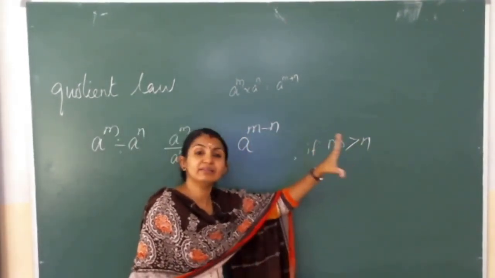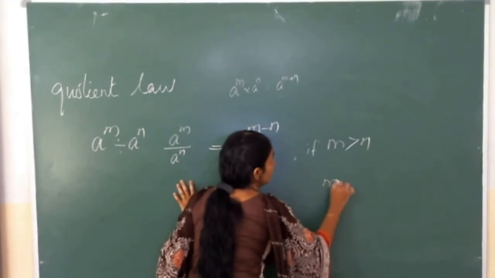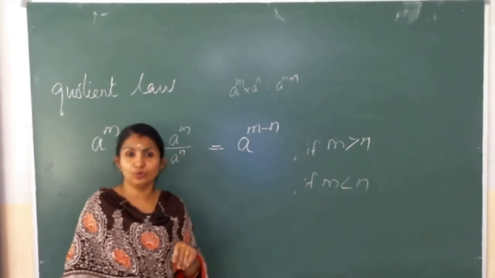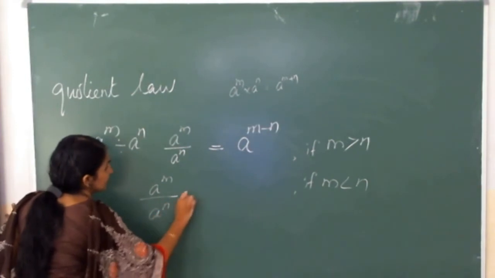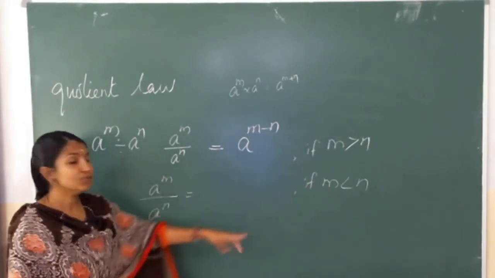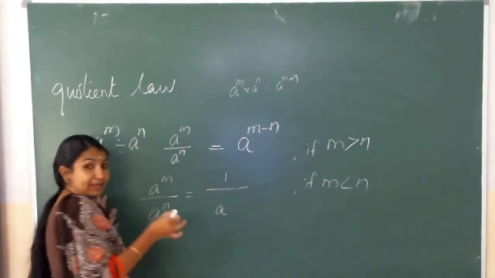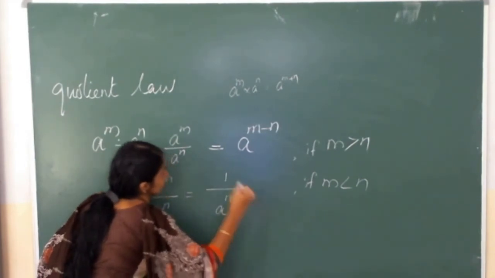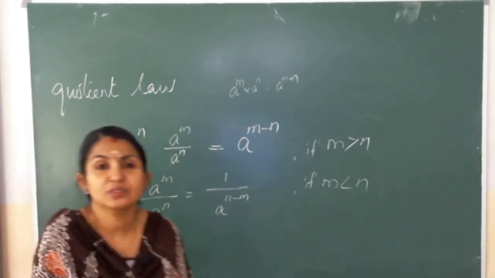If m is greater than n, then only it will come m minus n. Suppose this m is less than n, then what will happen? Is it possible to subtract from m? No. Then what will come? a raised to m by a raised to n is equal to... here which is the biggest one? Biggest one is n. So just bring down, that is 1 by a raised to... here it is not m minus n, instead it is n minus m. I hope this one is clear to you.